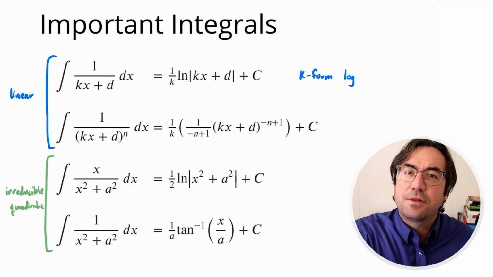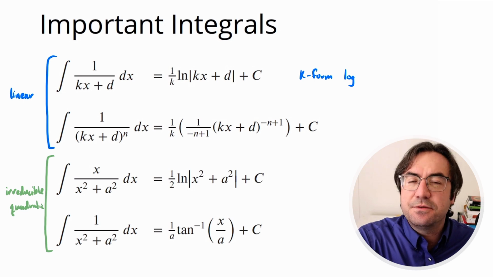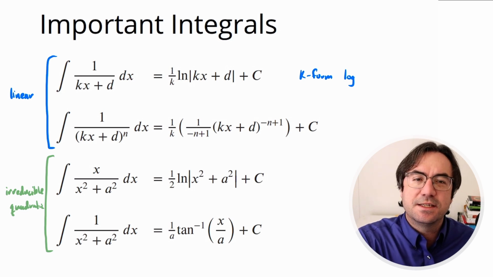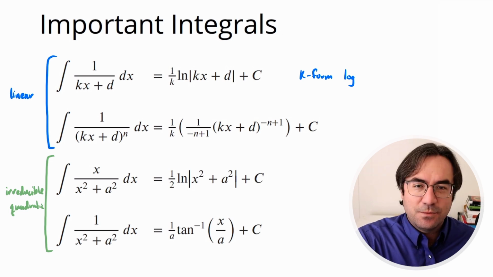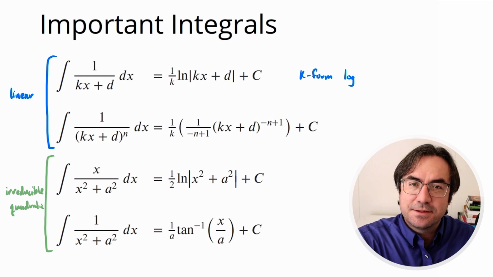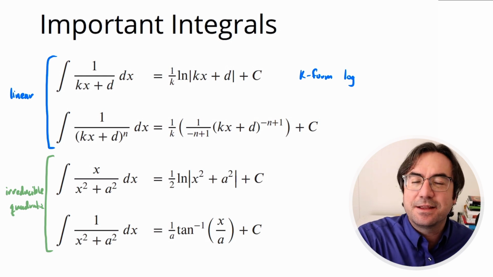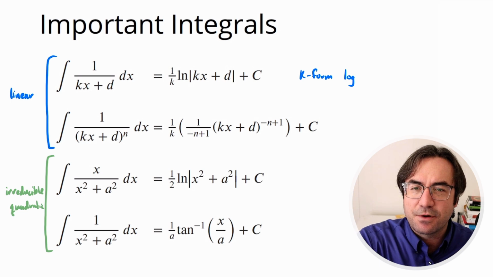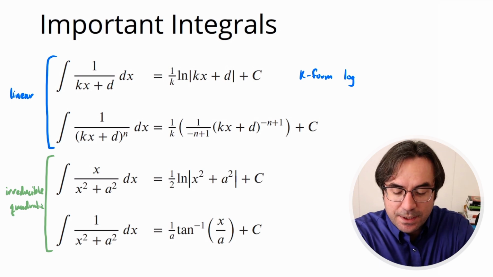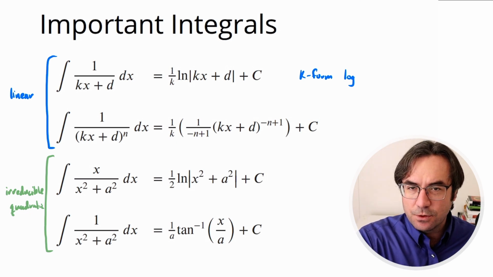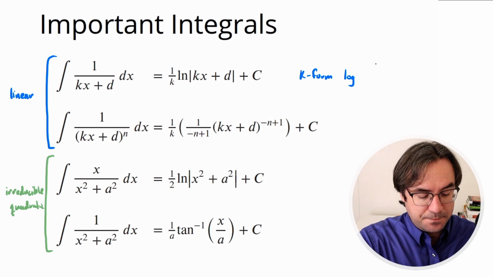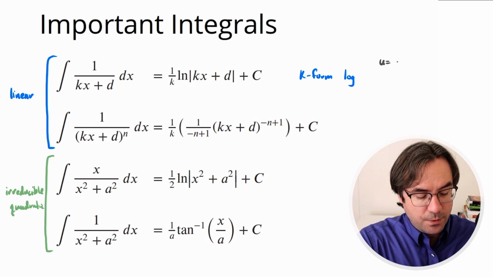So this is kind of like our k forms that we've seen for sine functions and cosines and exponentials, where we have like e to the kx. We integrate the main part, and then we take that constant k, flip it, and put it in front. Now, technically, we could prove this. This is actually a u substitution. So what would you do for u? Well, you'd let u equal the kx plus d.